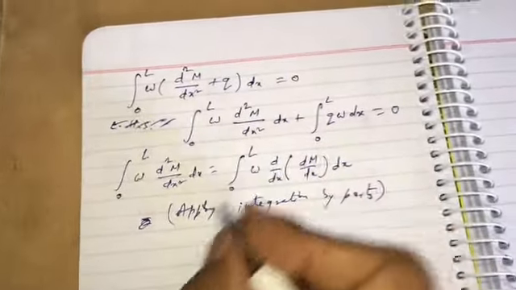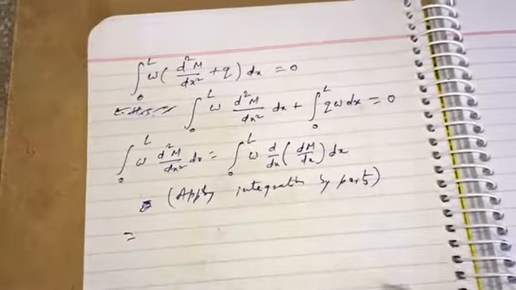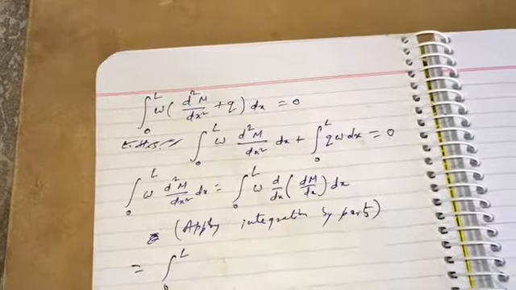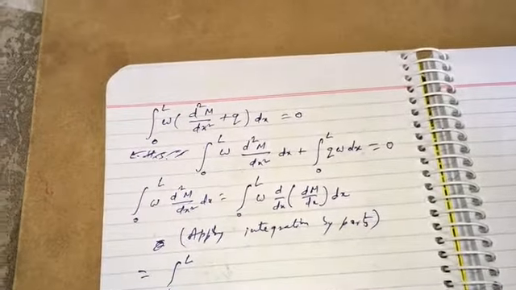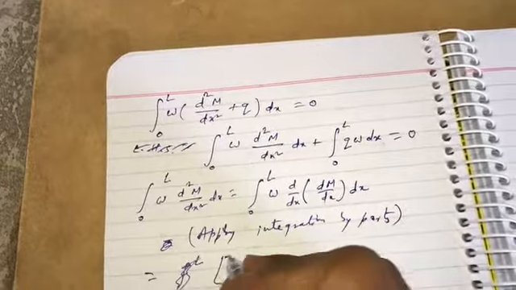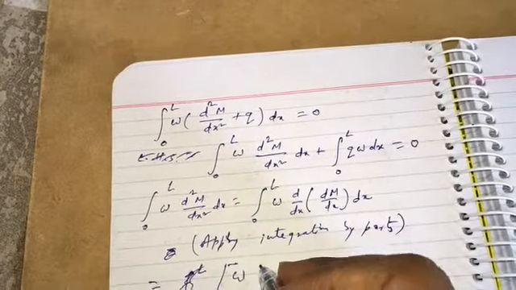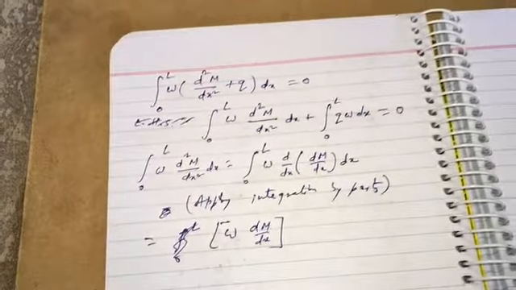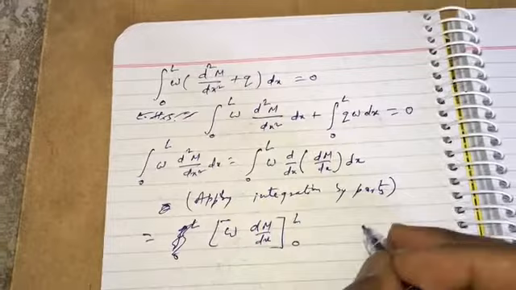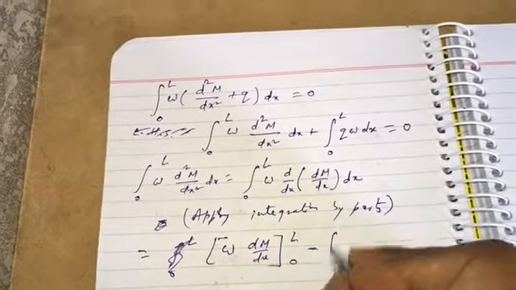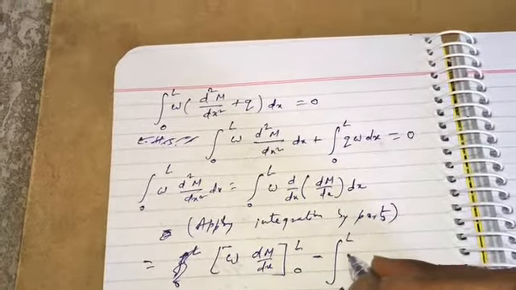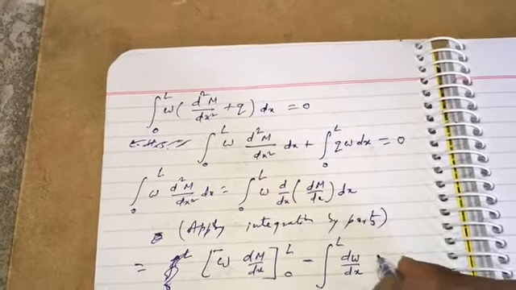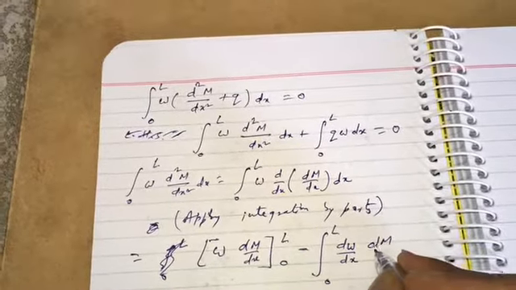So this becomes equal to w times dM over dx evaluated from 0 to L, minus the integral from 0 to L of dw over dx times dM over dx.